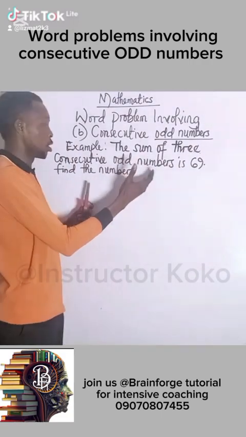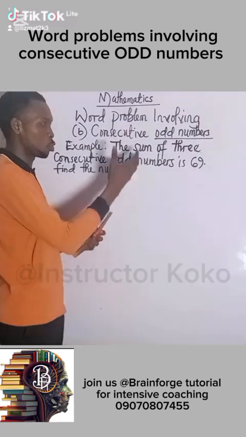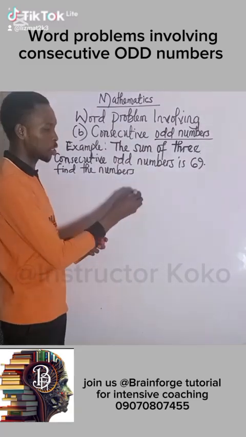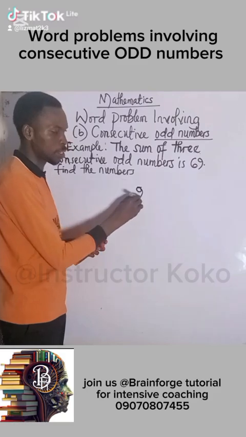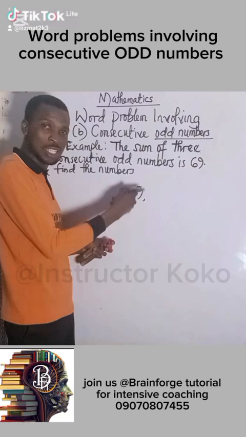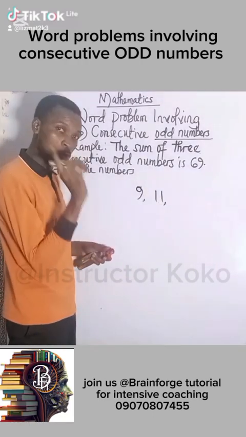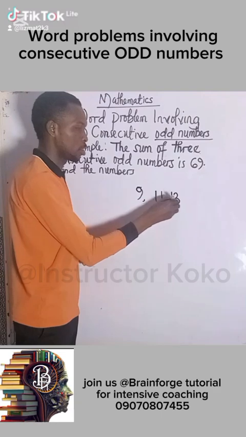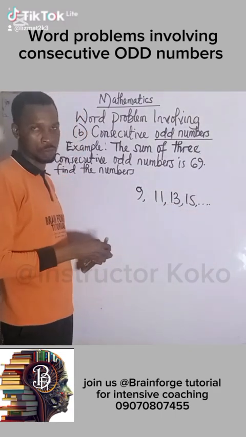But before we start solving this question, as usual, let us develop a formula to do this. So let us assume that my first odd number is 9. Of course, if my first odd number is 9, the next consecutive odd number will be what? 11. And the next will be what? Yes, 13. Then followed by what? 15, and so on and so forth.